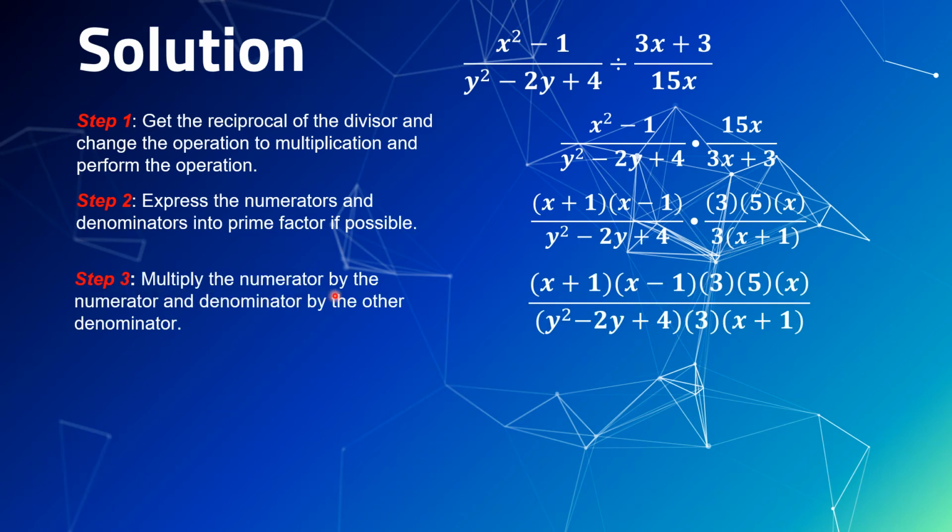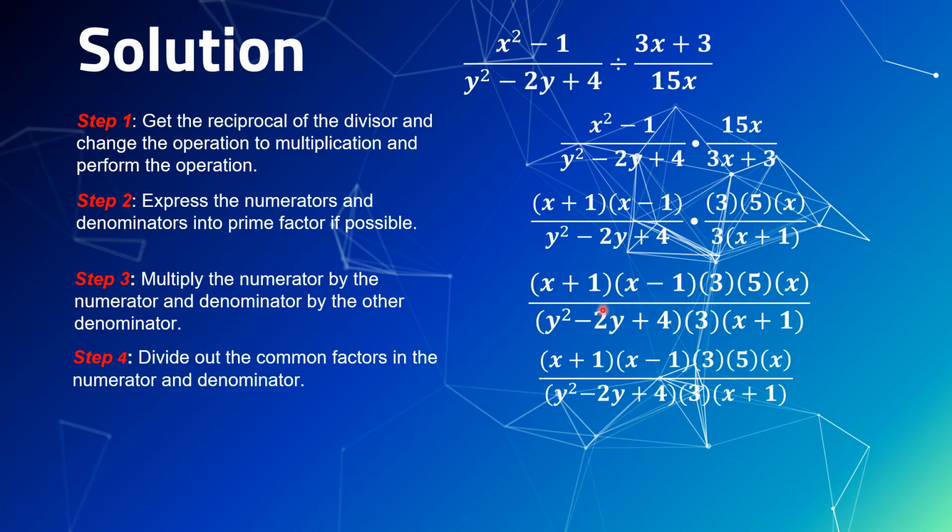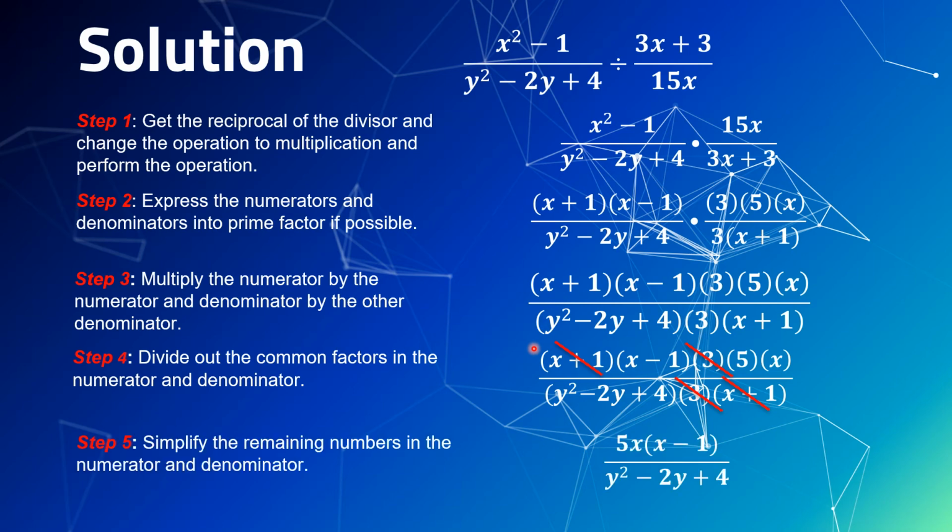Then multiply the numerator by the numerator and the denominator by the other denominator. We are just going to compress. Then after this, we're going to look for values which are similar in the numerator and denominator so that we can cancel those values, because dividing by itself will result in 1. So we have here x plus 1 in the denominator. We also have here 3 and 3 in the denominator. So as you can see, there are no other values which are the same or present in both the numerator and denominator. So we can proceed to the next step, which is simplifying the remaining numbers in the numerator and denominator.